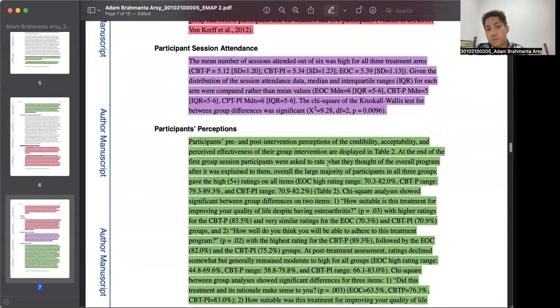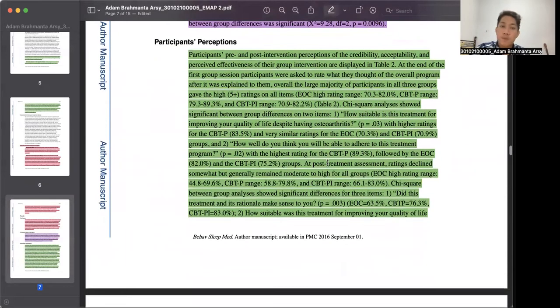For the participants' perception, participants' pre and post intervention perception of the credibility, acceptability, and perceived effectiveness of their group interventions are displayed in Table 2. At the end of the first group session, participants were asked to rate what they thought of the overall program after it was explained to them. Overall, the large majority of participants in all three groups gave high 5 ratings on all items.